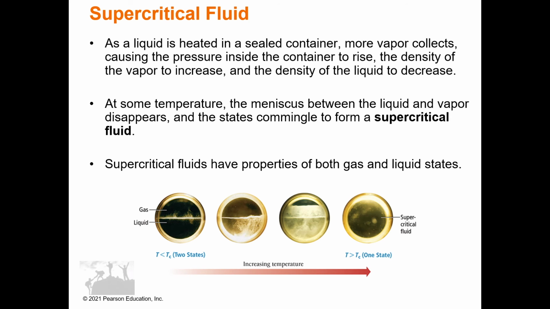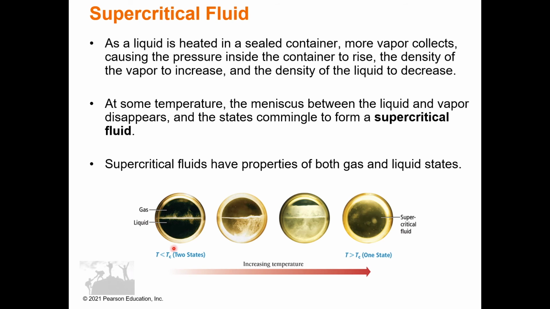So far, when we were looking at vaporization, we were looking at a liquid in a sealed container without heating it. Now what would happen when we heat that container? Well, we end up with something called a supercritical fluid. Now let's look at these pictures so that you could understand how a supercritical fluid is produced.